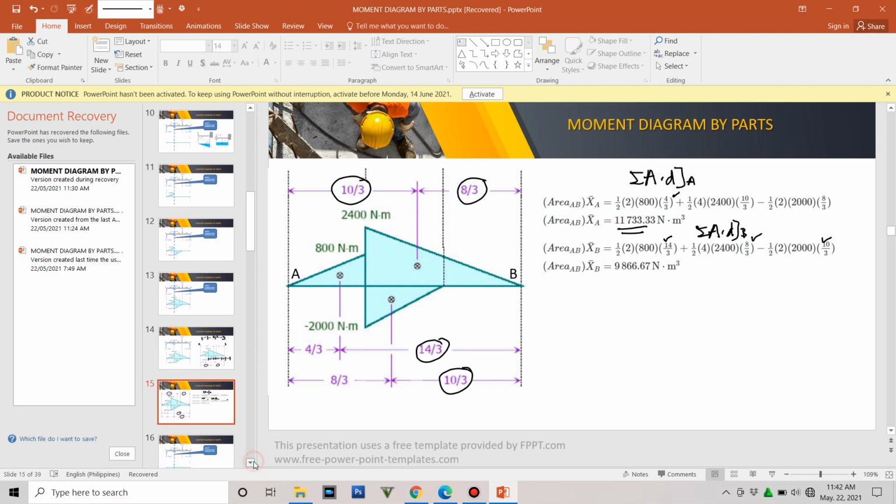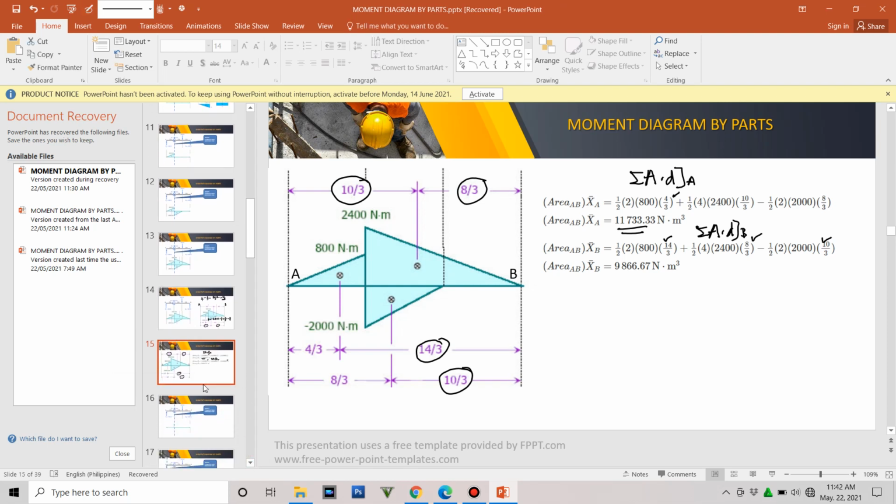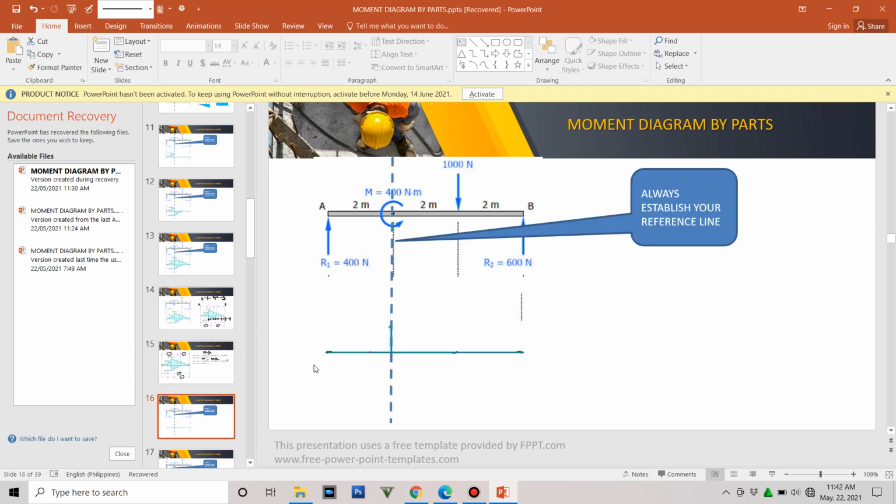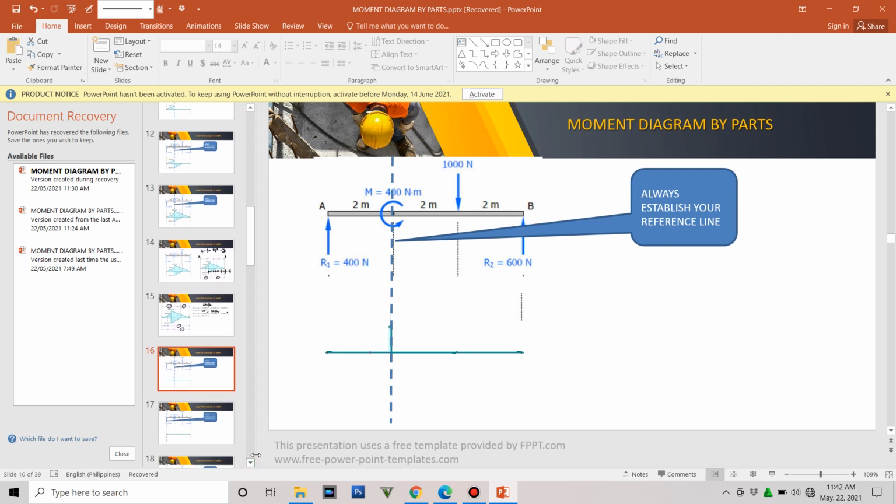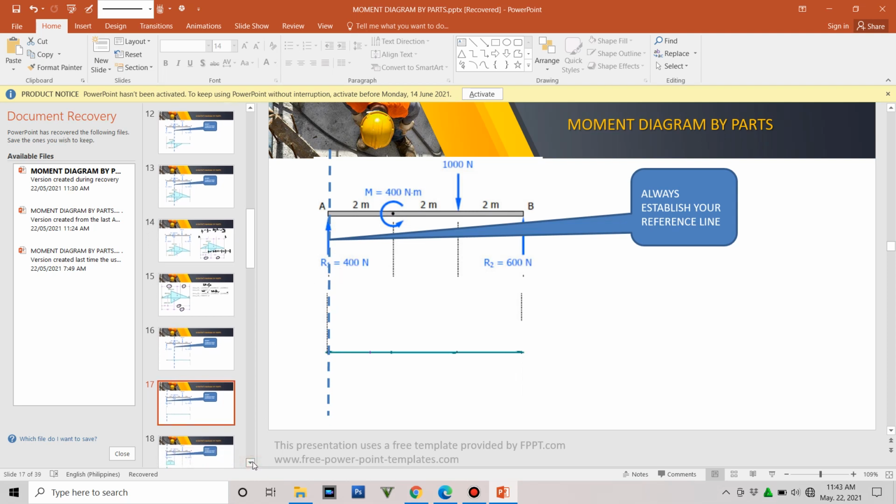Okay? So, we'll have another example. And this another example is the alternate solution of this one. Kung kanina, nandyan yung ating reference line, we can also do it kahit saan. So, let us try moving this reference line to point A. Ano? This time, class, tanggal na yung R1 na 400. As I have said, kung may katapat yan na loading, so do not include that loading. Okay? So, that is the first step.